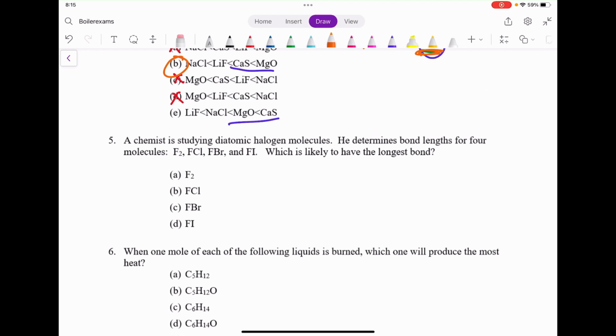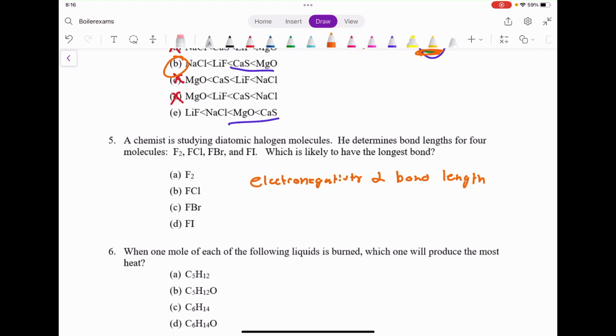5. A chemist is studying diatomic halogen molecules. He determines bond lengths for 4 molecules, which is likely to have the longest bond? So we know electronegativity is proportional to bond length. The alpha means proportional to, in case you haven't seen that.